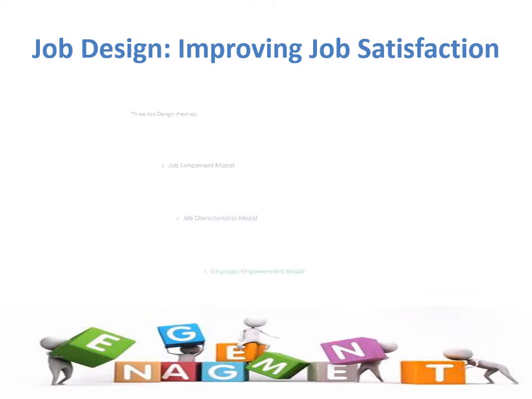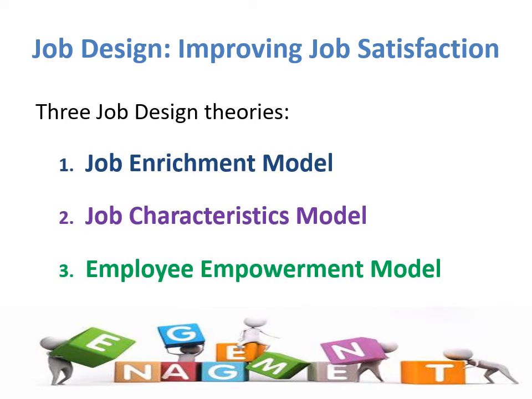So the first one we think about is that we're going to look at three different job design theories. The first one is called the job enrichment model. The second one is the job characteristics model. And the third one is the employee empowerment model. Now, don't get too lost here. What we're trying to look at is three different theories on how to improve job satisfaction and productivity. And these three theories have some common elements that I'm going to point out as we go through this. Some common job characteristics that help improve satisfaction and productivity.